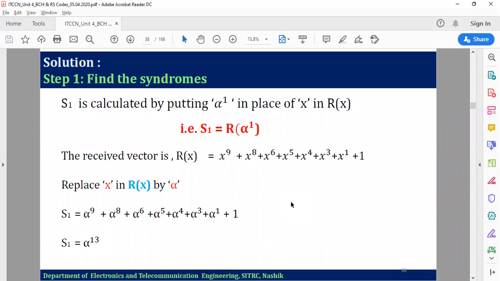So S1 is alpha 13. Can you write what is S2? Please reply to me in chat. What will be the value of S2 in terms of alpha and R of X? What is the value of I here for S2? For S2, I is equal to 2. So what will be S2?